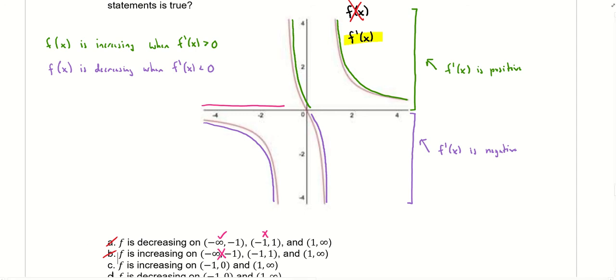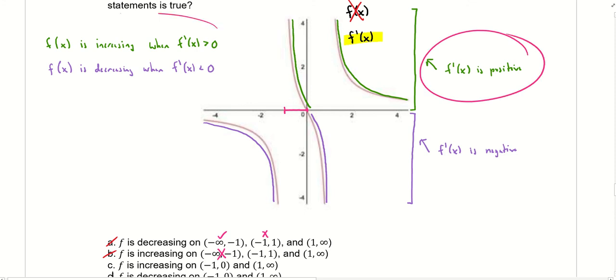Option C is saying f of x is increasing on negative 1 to 0. So that's about there. That's correct. That's a location where our first derivative is positive, which means our function is increasing there, so that looks correct.